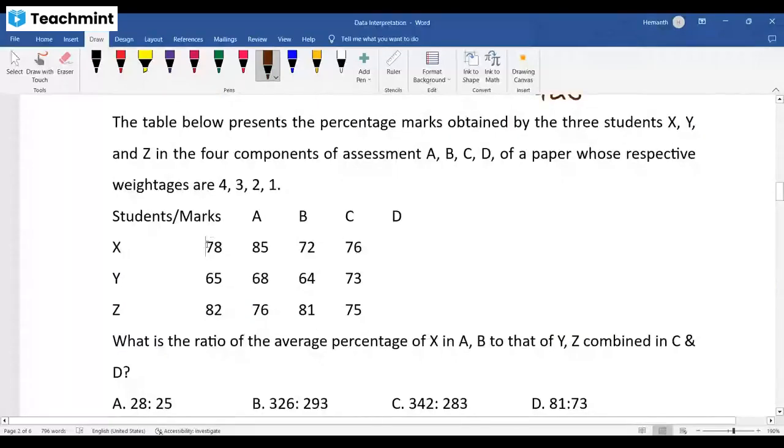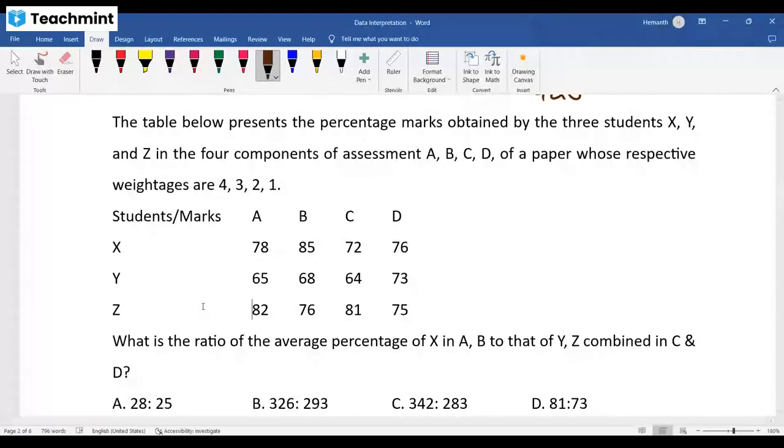Now here, see, now they're asking ratio. Ratio of average percentage of X in A, comma B to that of Y, Z combined in C and D. Okay. So average percentage of X in A comma B, that one. Then Y and Z in C and D, that one you need to calculate.